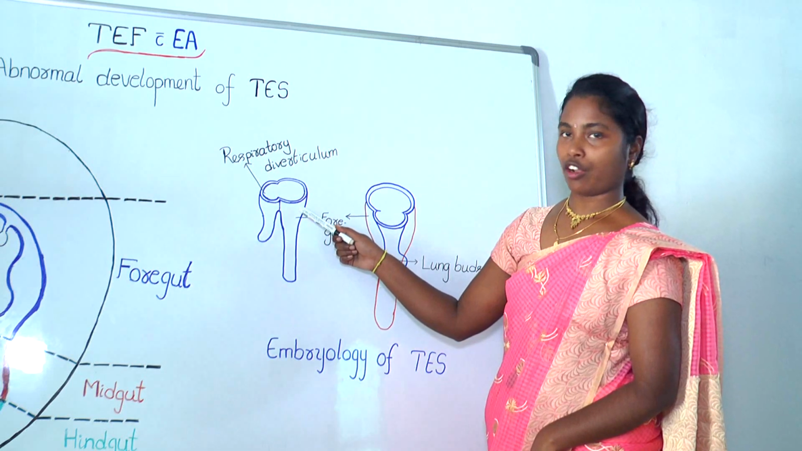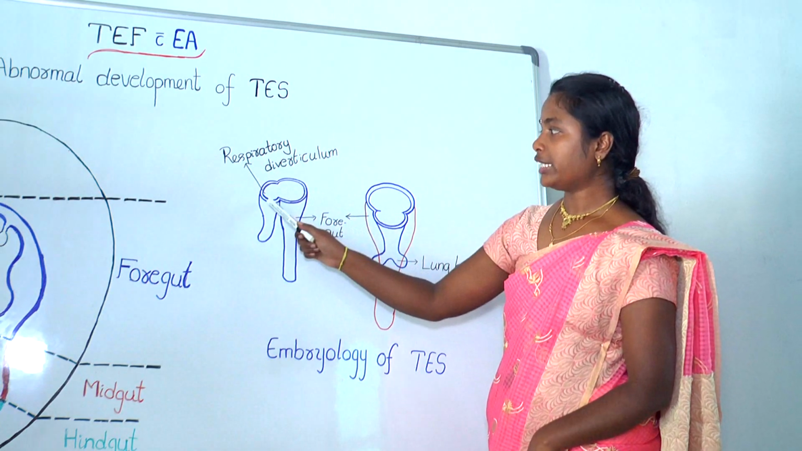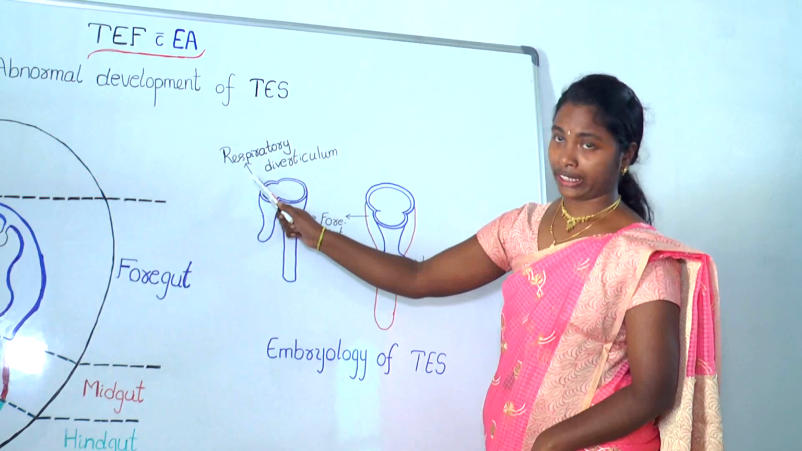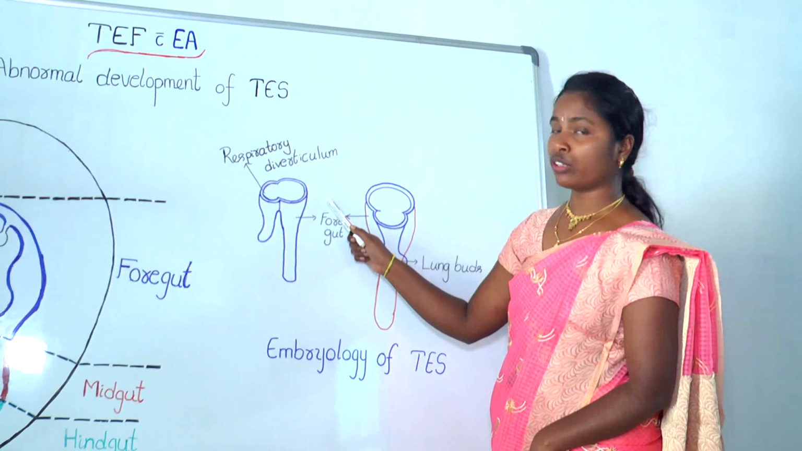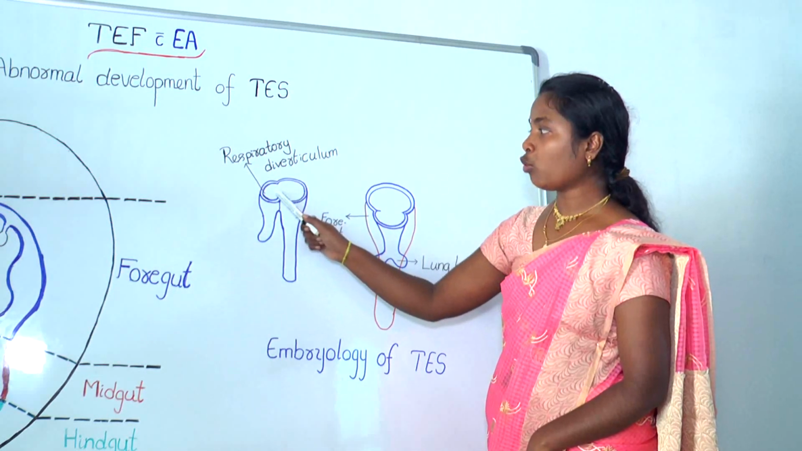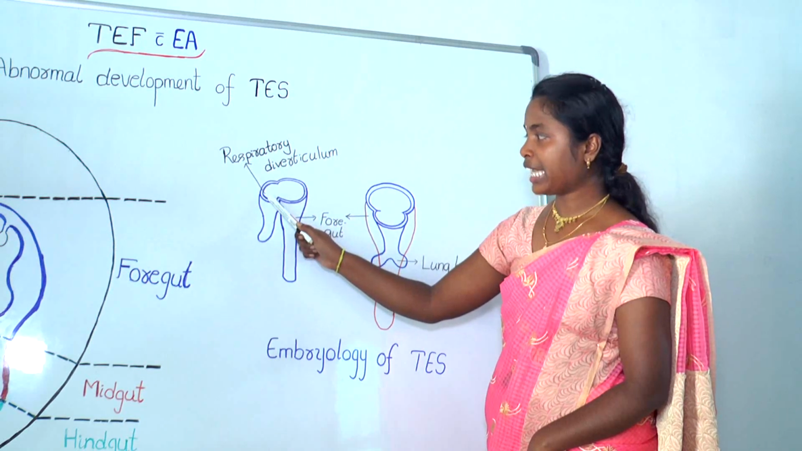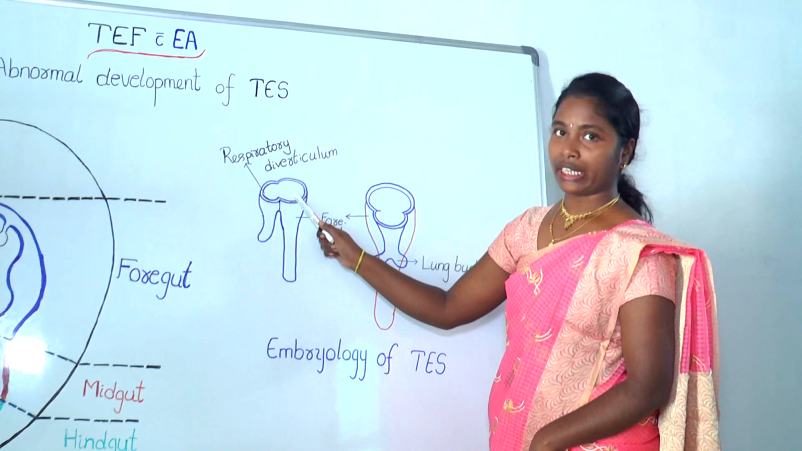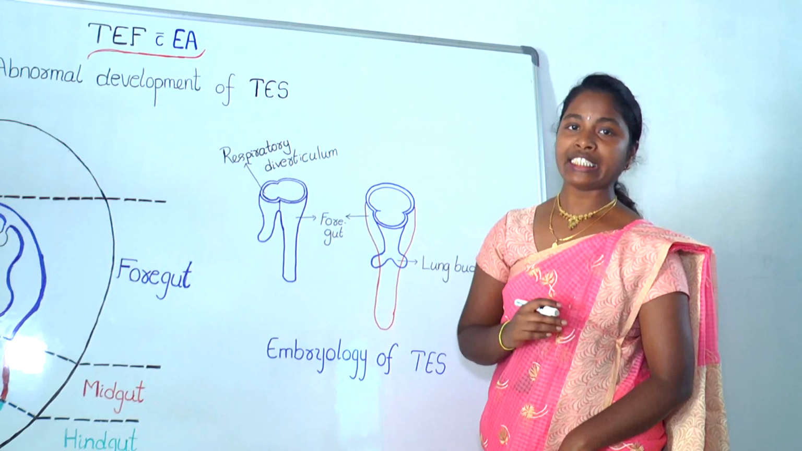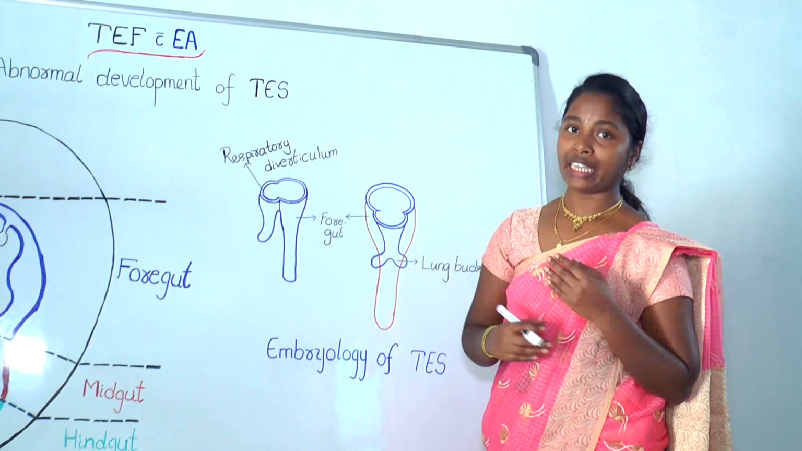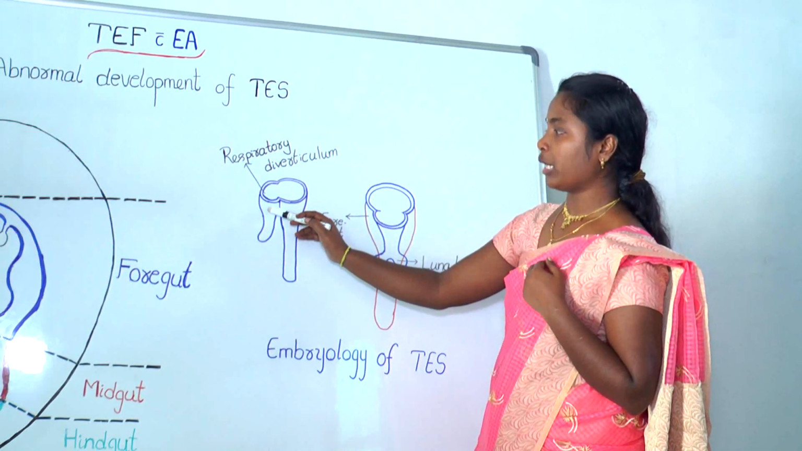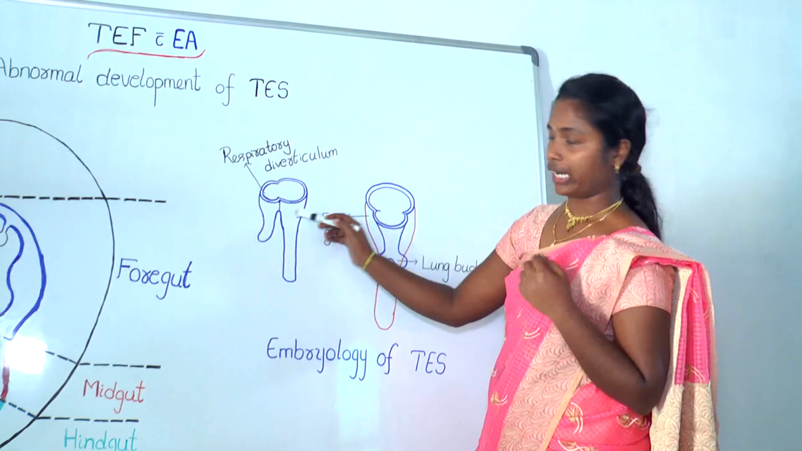This is the cross section of primitive foregut. This portion is respiratory diverticulum, which evolves into trachea, and this portion is foregut, which develops into esophagus. Here we can see an opening between respiratory diverticulum and foregut. This opening is quite natural in the early stages of development. Later on, we need a septum to separate this respiratory diverticulum from primitive foregut.